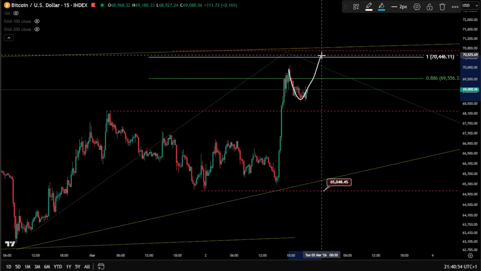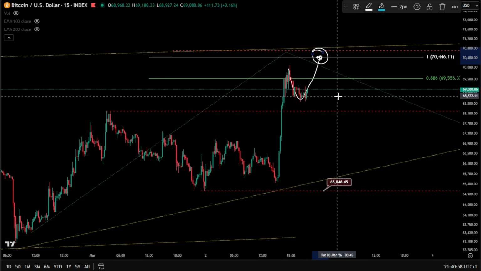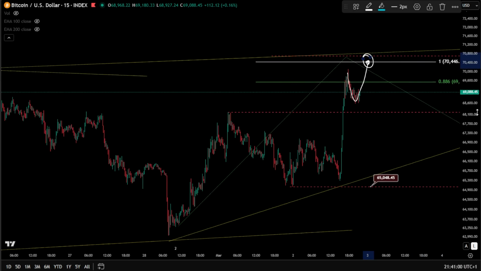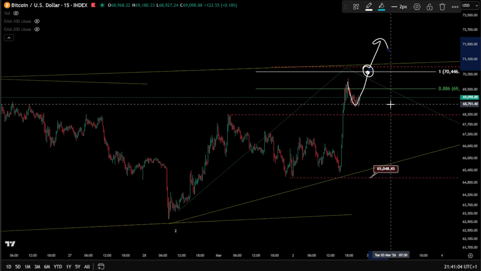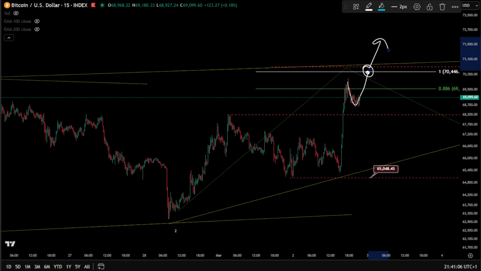Okay, if we push for higher 70K, that is of course a very interesting level to watch. That means of course we might push for higher even. Okay, yep, so this is regarding Bitcoin.